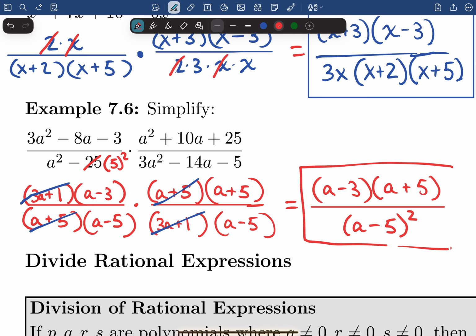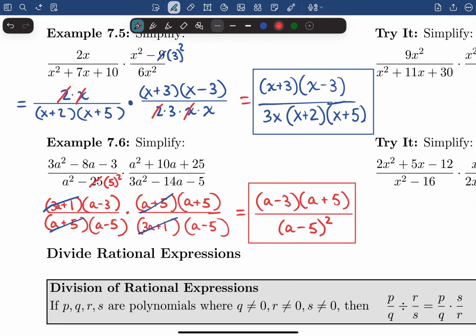We have now written the final answer, the simplified answer, to the multiplication of two rational expressions. Great job. All right, so at this point, you're probably thinking, man, I need to be really good at factoring as a student. And that's exactly right.